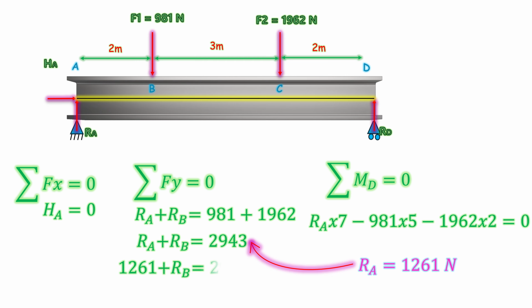Put RA in the previous equation. So, 1261 plus RB equals 2943. Therefore, RB equals 1682 Newton.